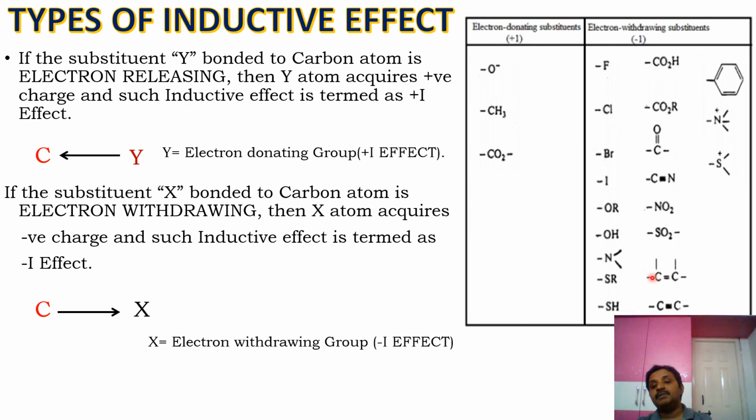The double bonded carbon atom has sp2 hybridization, whereas the carbon with all sigma bonds has sp3 hybridization, and in sp3 hybridization the s character is very low. Because of that, it has very low electronegativity compared to carbon atoms having multiple bonds.